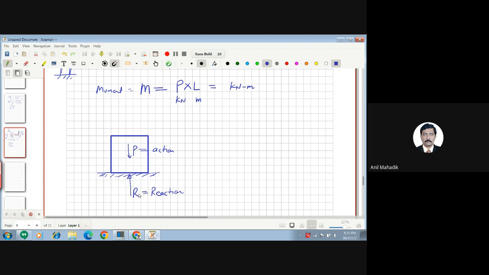And what is the value of R? P only. So let's say this P is a force of 10 kilonewton as the action, then the reaction will also be 10 kilonewton. And they should be in one line. If this is the action, then this reaction is in the same line. Don't forget this.